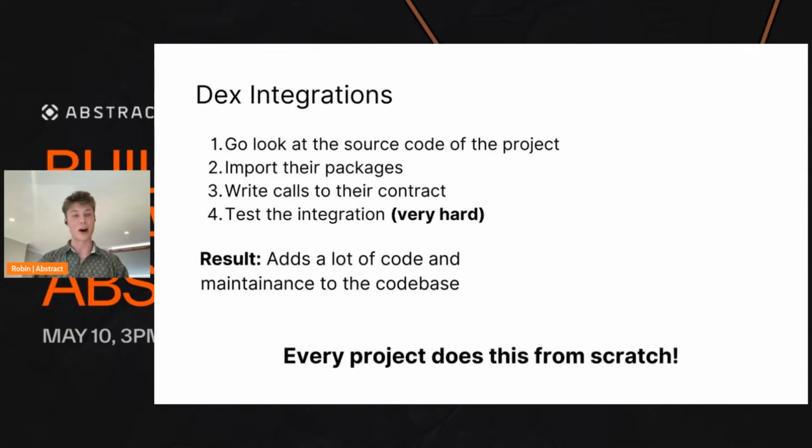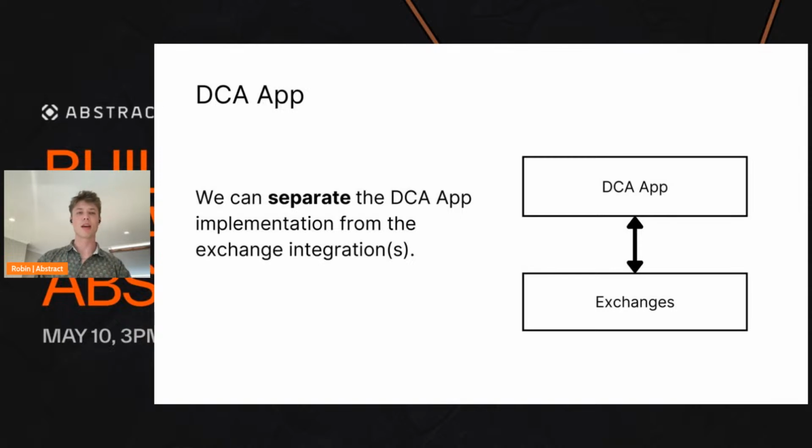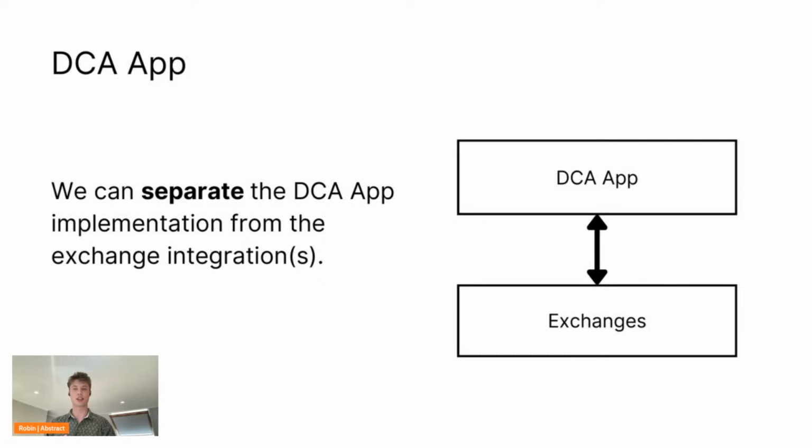So that's really hard, and everyone who is doing swaps or providing liquidity, etc., in their applications, they're doing this from scratch. So everyone is kind of just grinding away at this, and it's very inefficient. So what Abstract aims to do and aims to realize is to acknowledge that we can actually separate the integration with the exchanges from the application logic, right? This can be 2 different contracts. So how does that work?